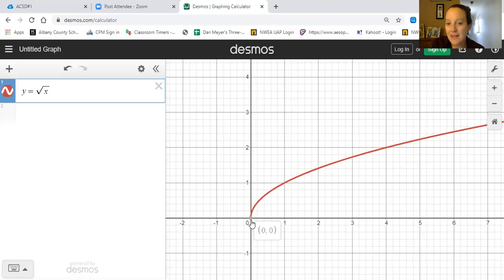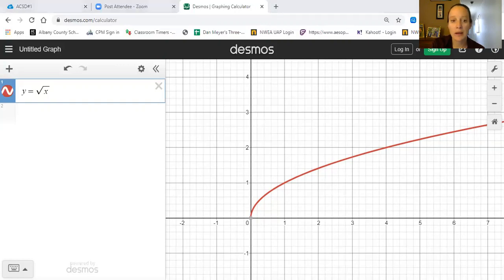Now, where is the next nice point, or the next nice lattice point? I go over, there it is. 1, 1. There we go. And if you want to keep going, if you want to put in a couple more, that's fine. 4, 2, 9, 3. Those are nice points.